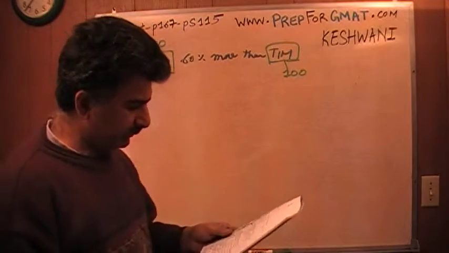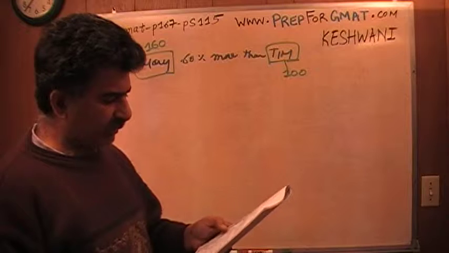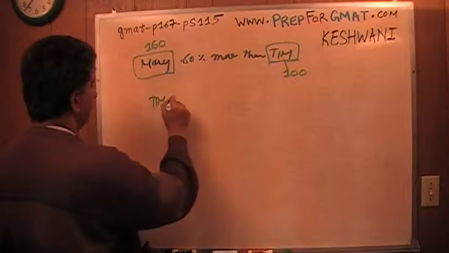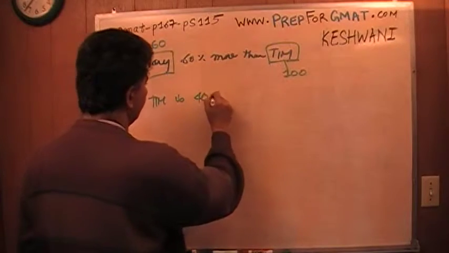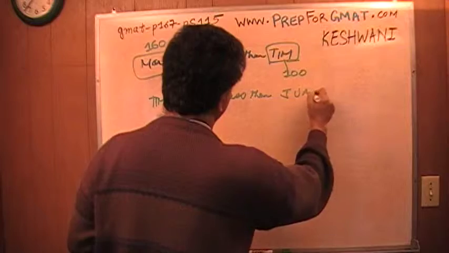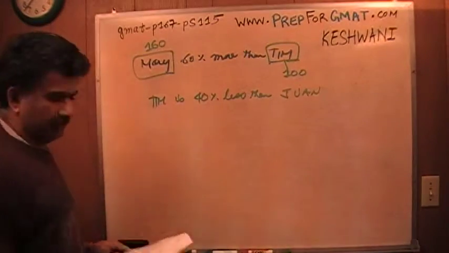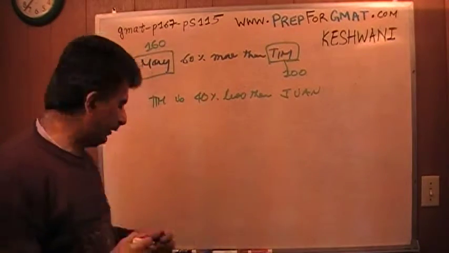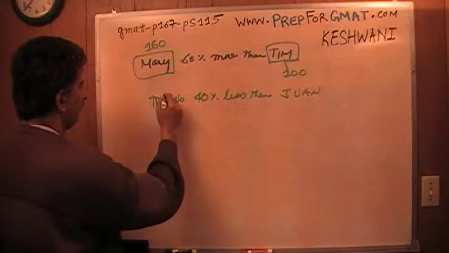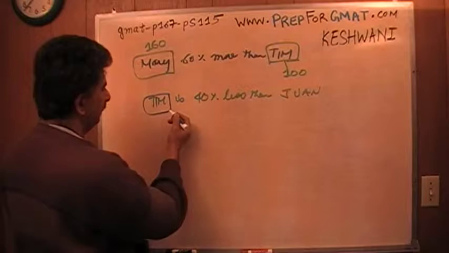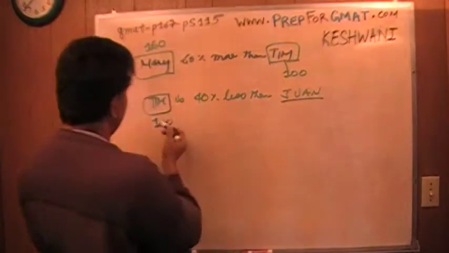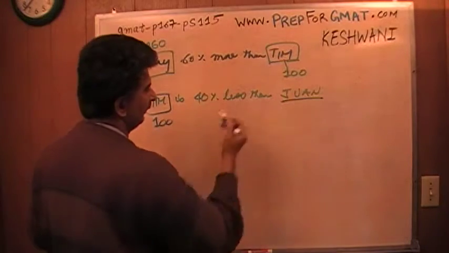So let's continue then. Then I'm told that Tim's income is 40% less than Juan's. Tim is 40% less than Juan. This is the tricky part. I already know that Tim is 100, I already plugged in 100 for Tim. So now I have to figure out what this number would be. 100 is 40% less than Juan.